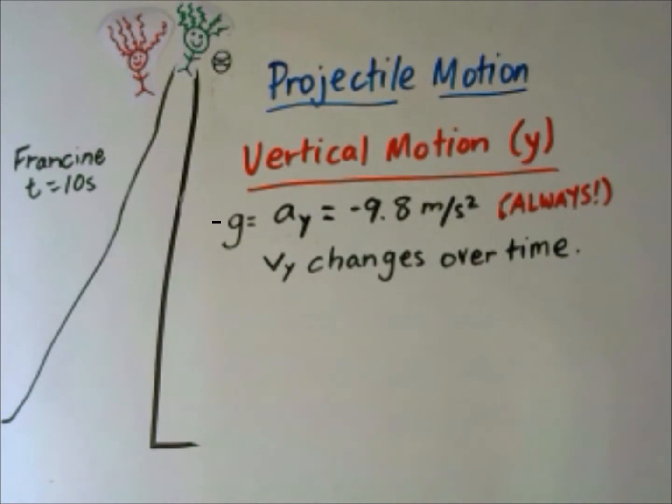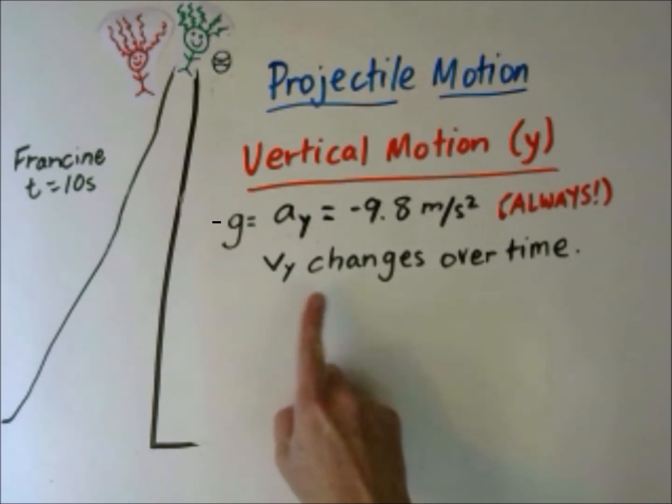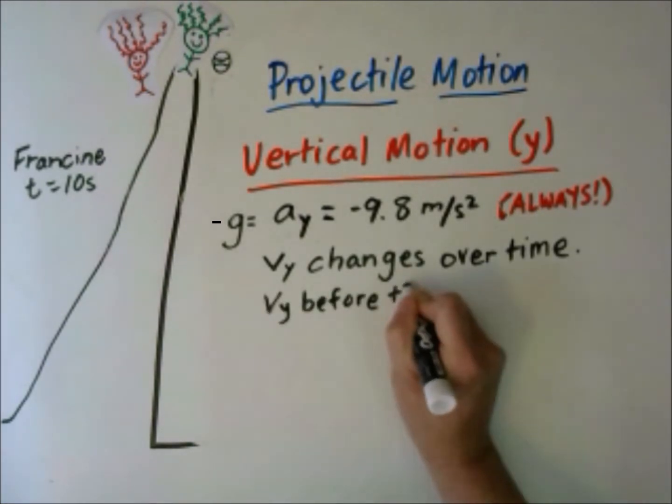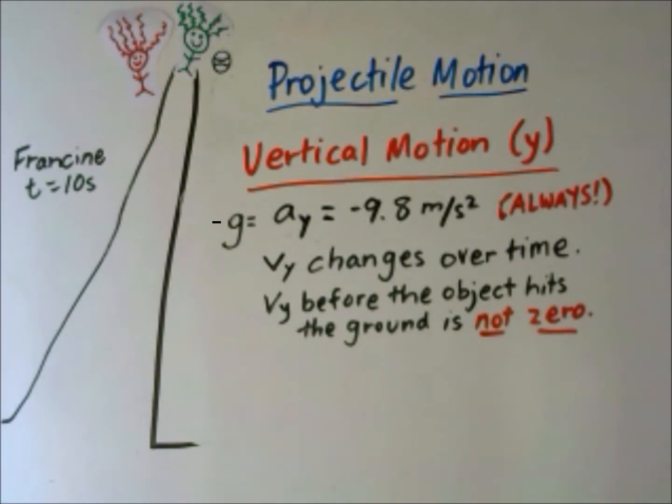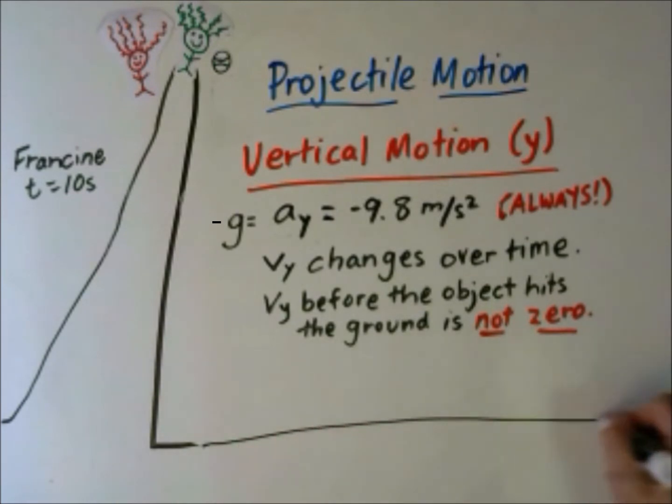Because there's an acceleration in the y direction, v sub y, or the velocity in the y direction, will change over time. The velocity of the object in the y direction, right before it hits the ground, is not 0. After it hits the ground, we're going to have a collision and the velocity will change. That is not going to be considered in a projectile motion question. But before it hits the ground, it's a very large velocity if it's dropped from a high point.